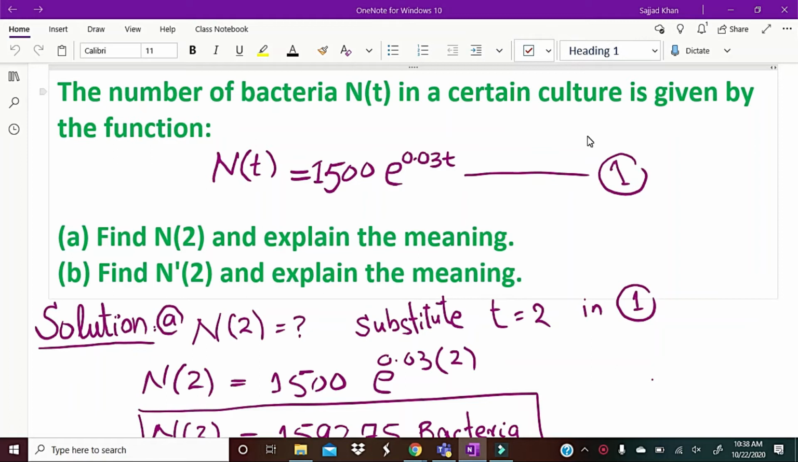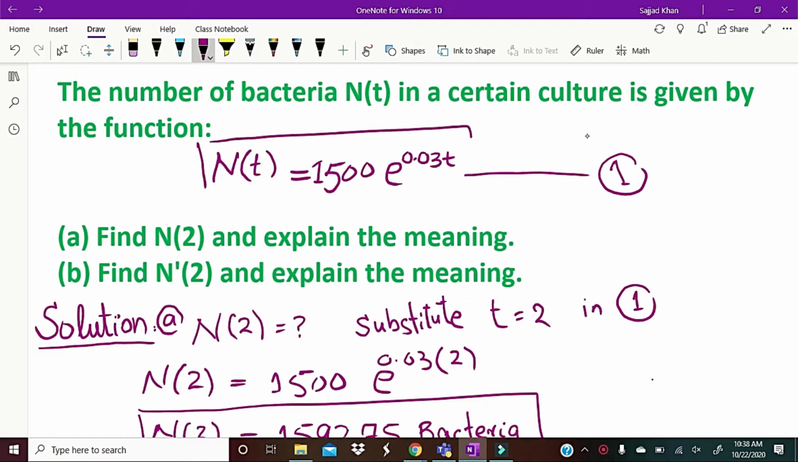Hello everyone. We are going to solve the problems of bacteria growth. The functions can be different for different problems.